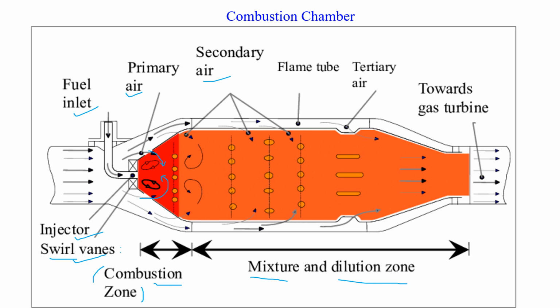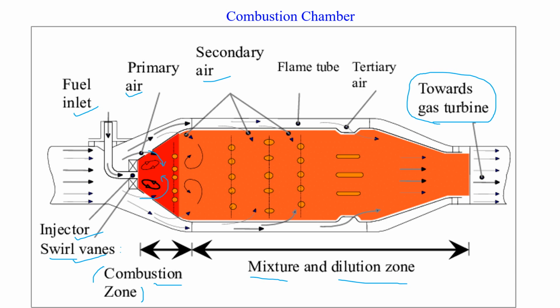Further, this is the dilution zone. In order to maintain a certain temperature, which is the intake temperature of the turbine, we are mixing further air to dilute the combustion temperature. That means the hot gas temperature. Then the hot gas is further entering into the turbine. Here, this is towards the gas turbine.